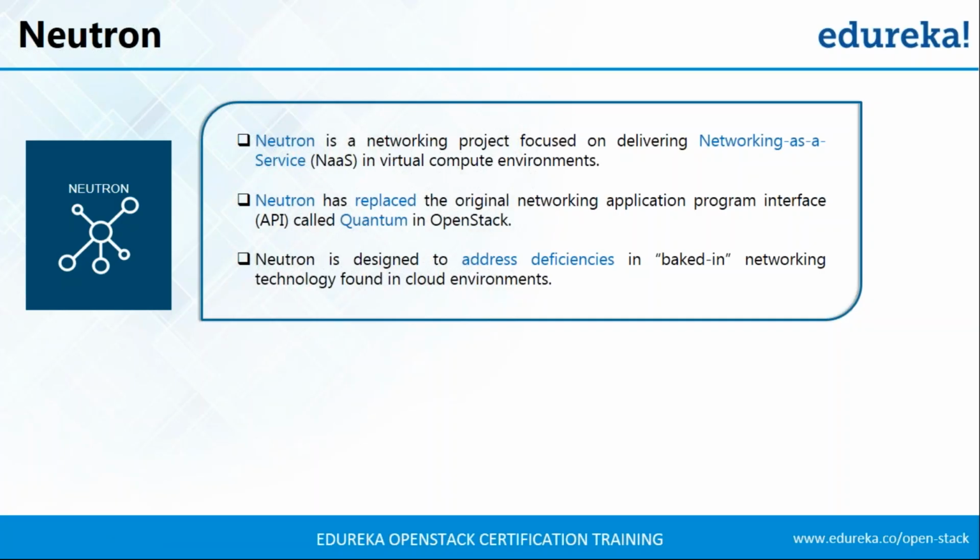Now, Neutron is the networking component of OpenStack. It is actually a standalone service in OpenStack, and it lies alongside all other services like I just told you: Nova, Glance, Keystone, and Horizon, which is the dashboard. And like all those services, the deployment of Neutron involves deploying several processes on each host.